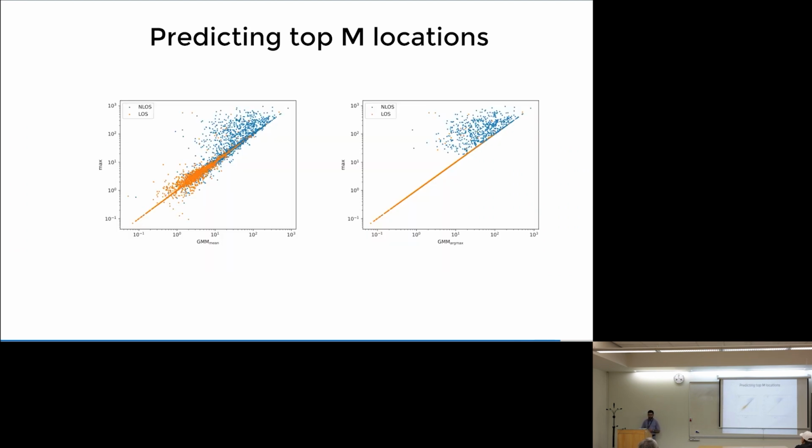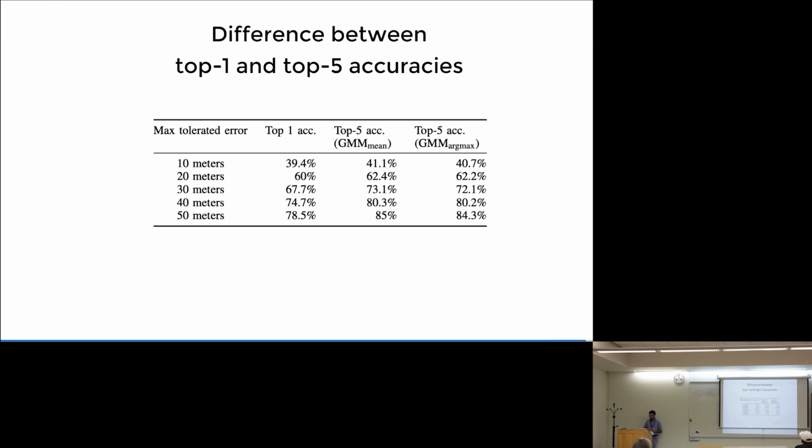And here we can see the RMSE score for top 1 location on the y-axis, and on the x-axis, on the left one, we see the GMM means approach. And on the right side, we see the result of the GMM argmax approach. Now, on the right picture, we can see that GMM argmax beats the top 1 prediction in every single case. However, when calculating top X accuracies at 10, 20, 30, 40, and 50 meters, we see that GMM means performs the best.